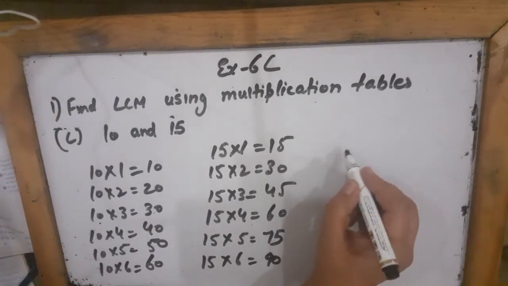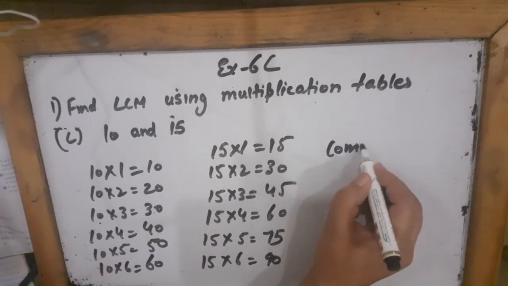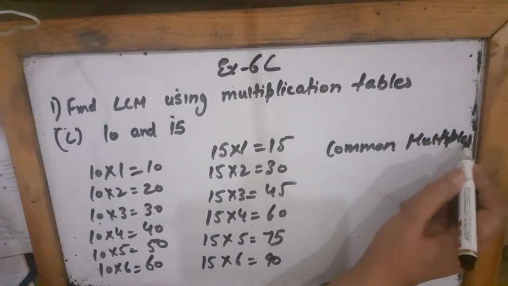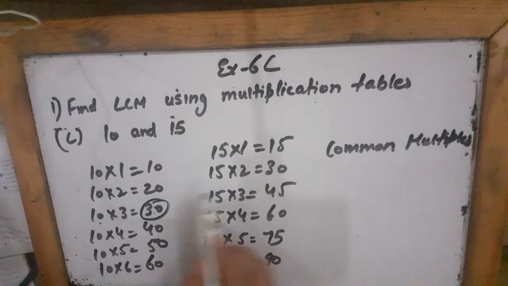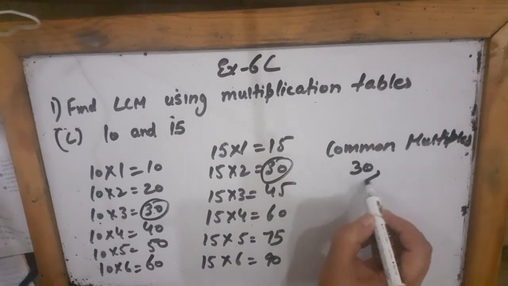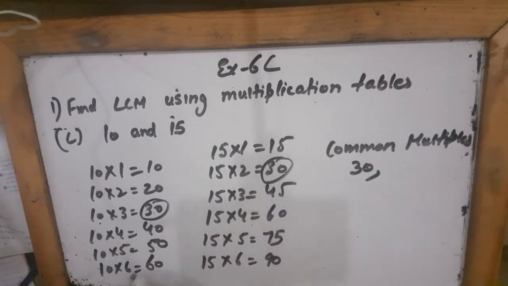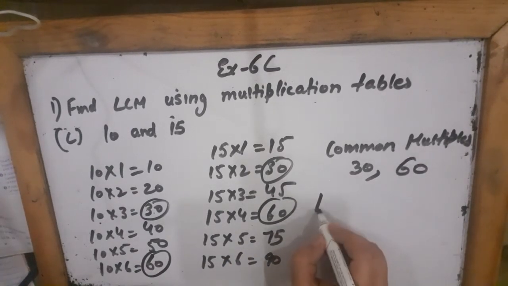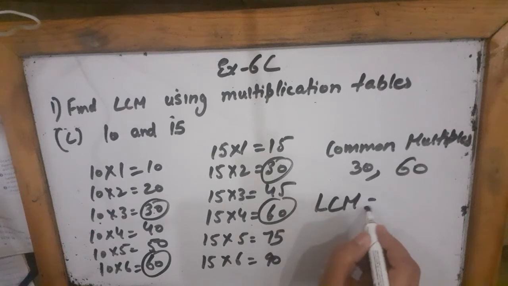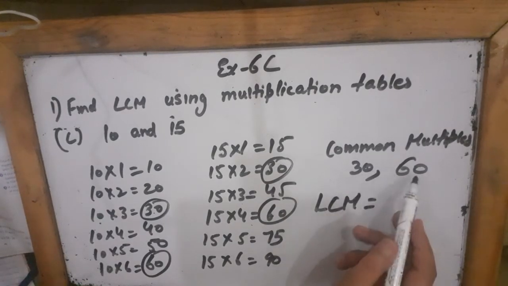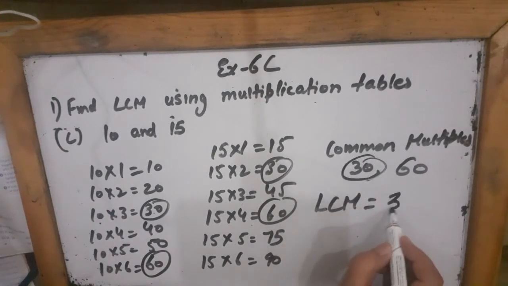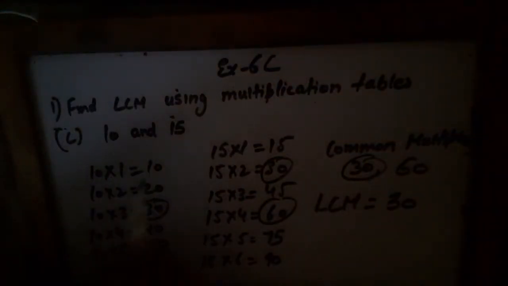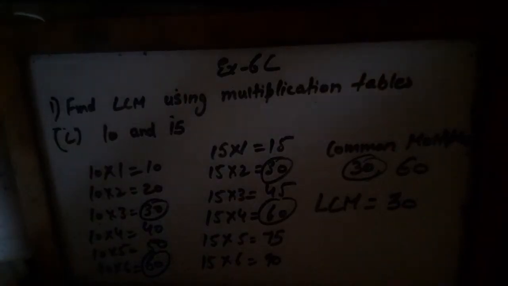Now I will find out the common multiples in both of them. So which are the common multiples? If you can see, this 30 is common. The first common multiple is 30, and after that is 60. Now in order to find the least, meaning the smallest common multiple, out of these common multiples, which is the smallest? 30 is the smallest. So it means that this 30 is the LCM of 10 and 15.